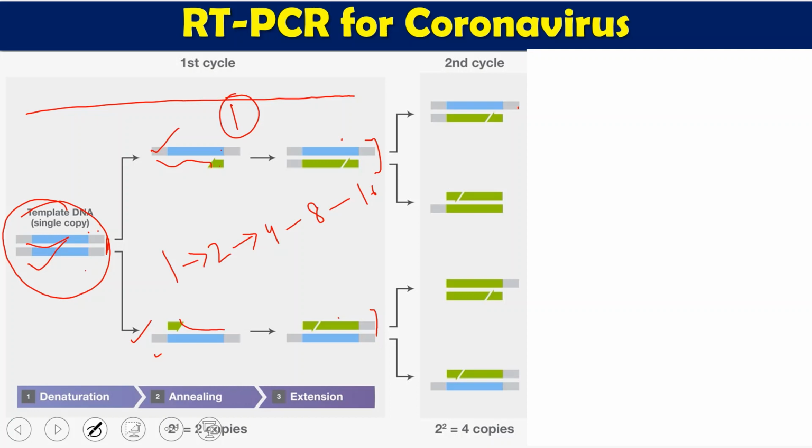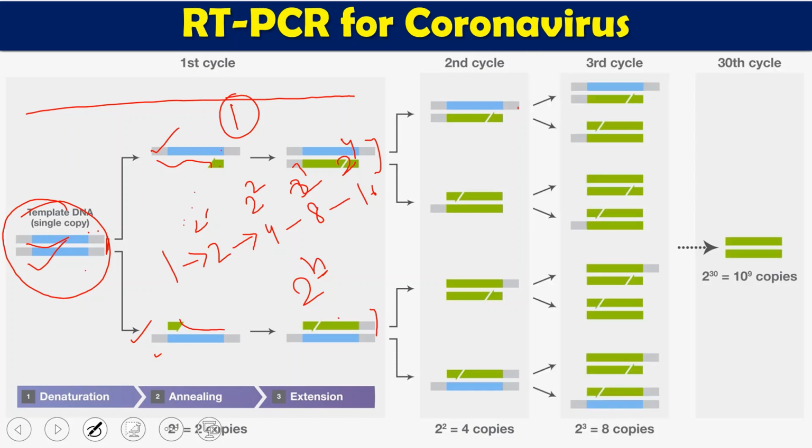Normally we calculate on the basis of 2 to the power n, where n is the number of cycles. If the cycle is 1, 2 to the power 1; if the cycle is 2, 2 to the power 2; if the cycle is 3, 2 to the power 3; if the cycle is 4, 2 to the power 4. By that you can quantify how many pieces of DNA have been formed. Ultimately, if you run up to 30 cycles of PCR, you are going to get roughly 2 to the power 30 copies of DNA. That will be sufficient. So this is how PCR works.